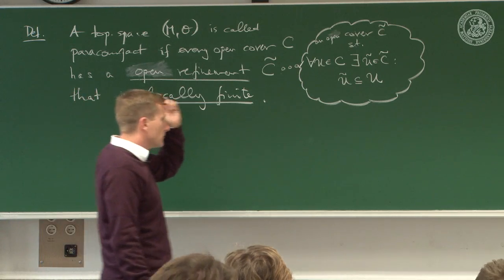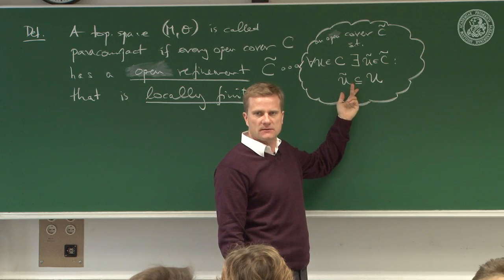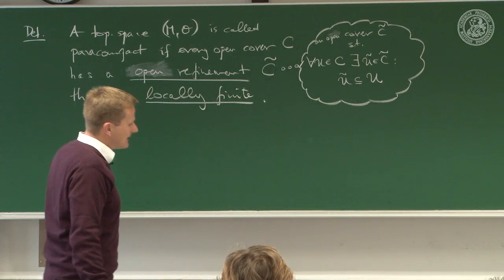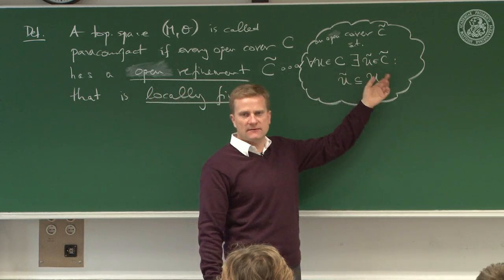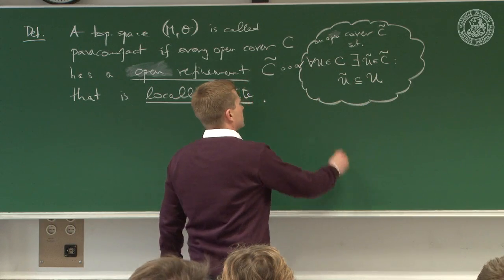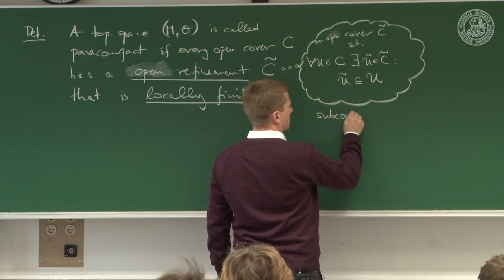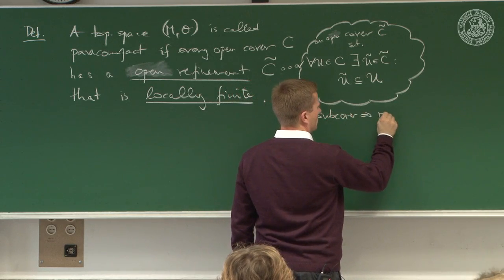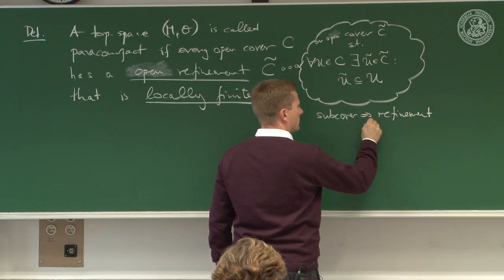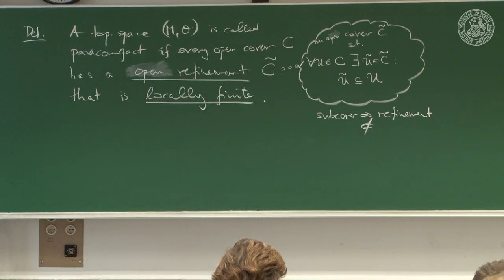Now, when I wrote down the definition of compactness and the definition of subcover, I started out like this and I said, no, that's wrong. The point is that any subcover is a refinement, but not the other way around. Okay?